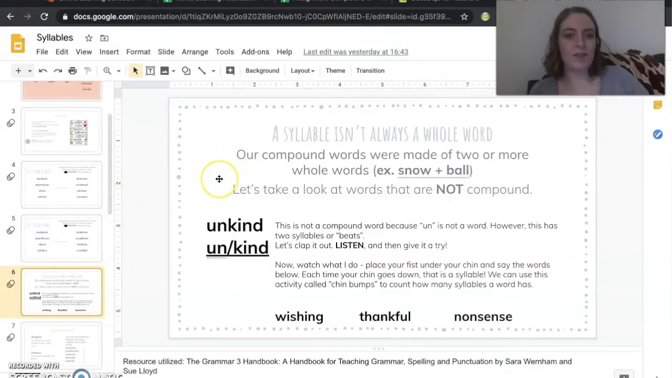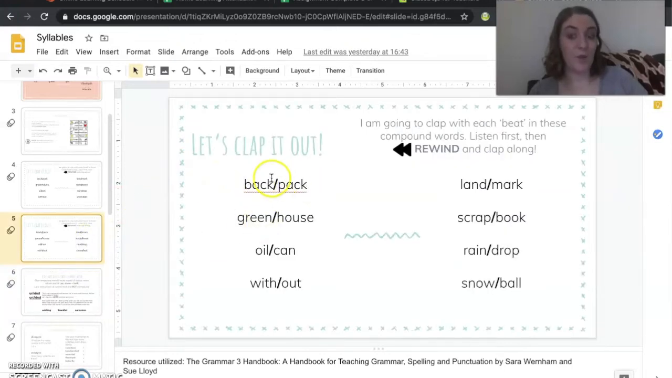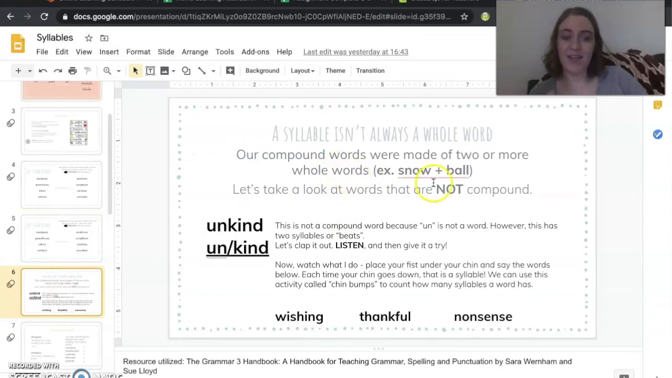Now, a syllable doesn't always have to be a whole word. So in here, each syllable was a full word. Back was a full word and it was a syllable. Back, pack. Pack was a full word and it was its own syllable. I didn't say b-ack, p-ack. That doesn't make sense, okay? Back, pack. But that doesn't have to actually be a word there.